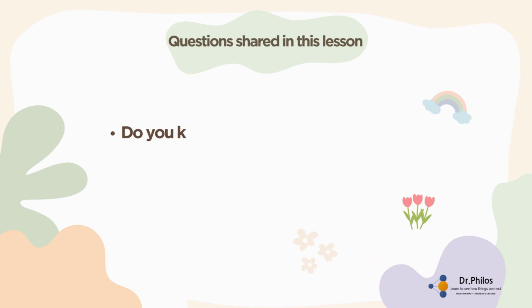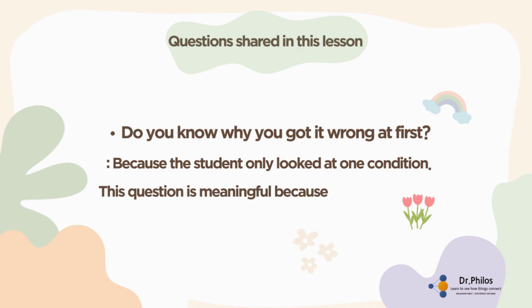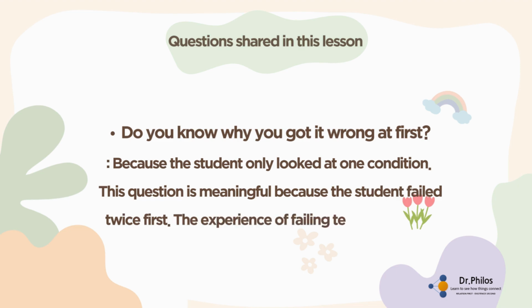Do you know why you got it wrong at first now? Because the student only looked at one condition. This question is meaningful because the student failed twice first. The experience of failing teaches the true meaning of observation.